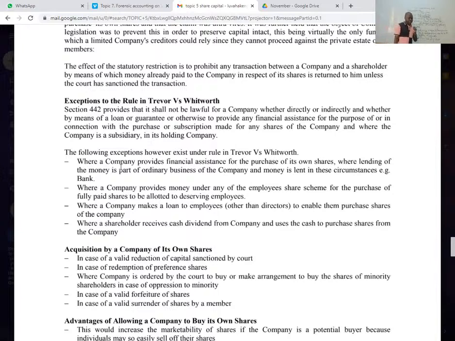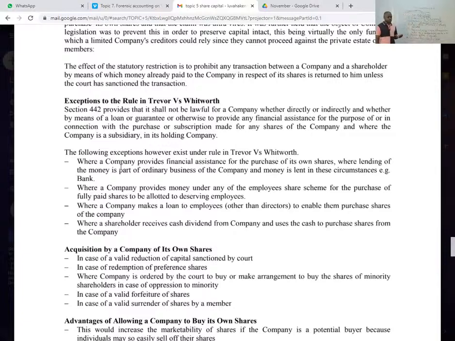Where the company is ordered by the courts to buy the shares of an oppressed minority shareholder. Maybe you are not satisfied as being a shareholder in that company. So you go to the courts and bring your complaint as to why you want to exit as a shareholder. So the court compels the company to buy your shares. They give you back your money and you lose the shares of the company. So in such a case, if the court gives an order that the company purchases the shares of an oppressed minority shareholder, the company can now directly purchase the shares.